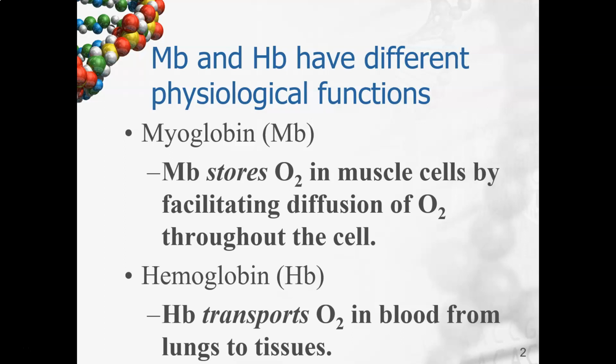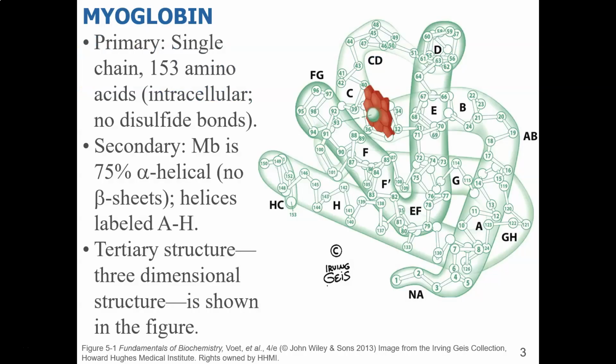So that means we have to take our usual structure-function approach to figure out why. Let's start with myoglobin first because it's the simpler of the two proteins, and let's go through the primary, secondary, and tertiary structure. The primary structure: myoglobin is a single chain, 153 amino acid protein. There are no disulfide bonds, as is typical in proteins that are found inside the cell.